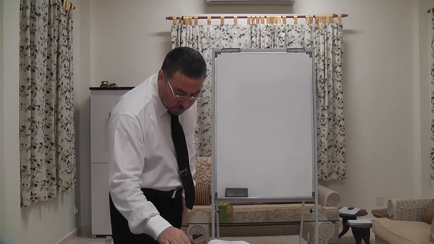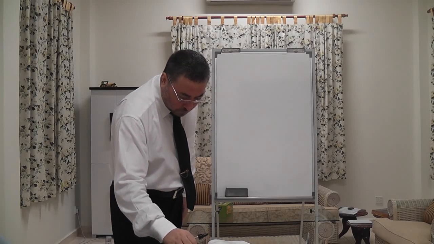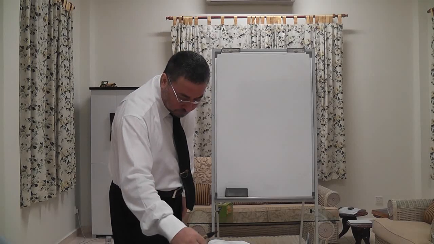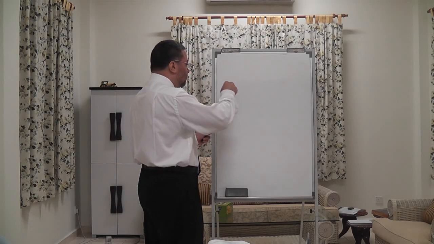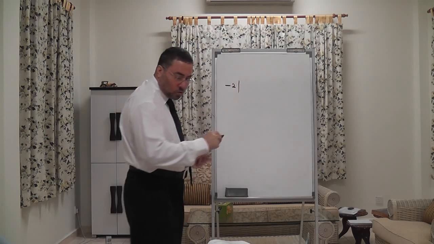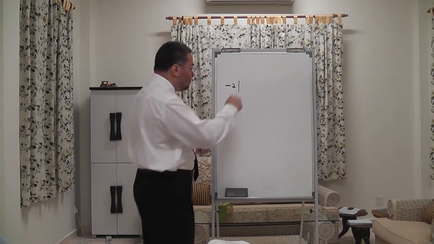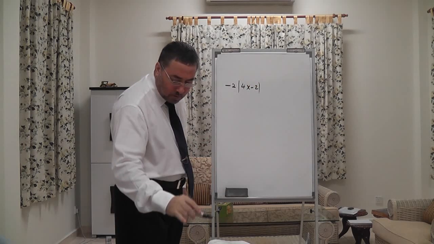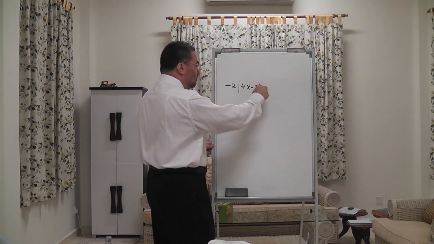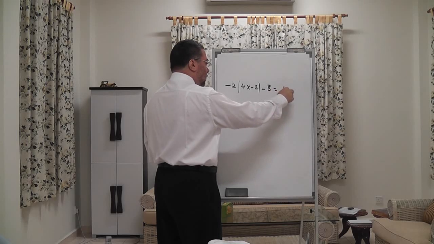Next is number 29: minus 2 absolute 4x minus 2, minus 8 equals 16.